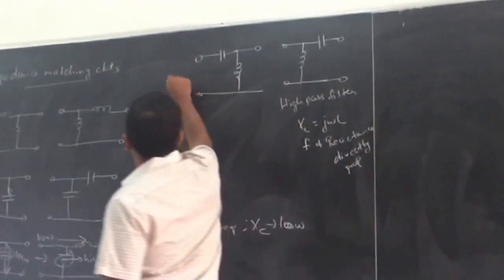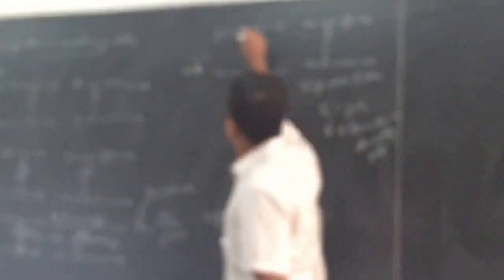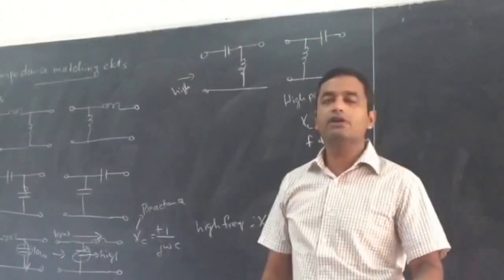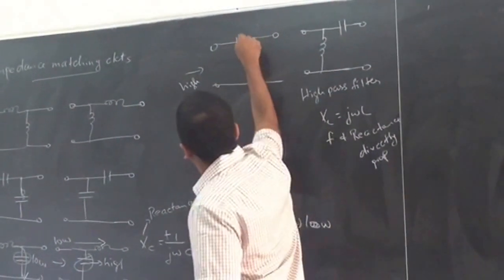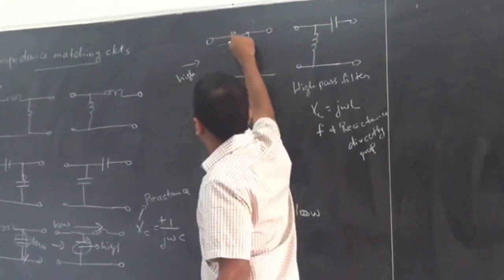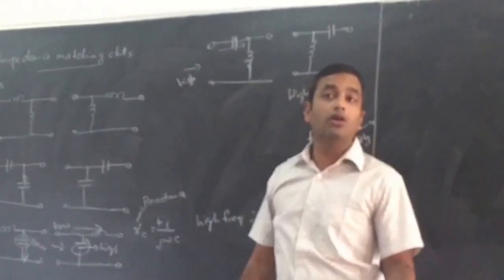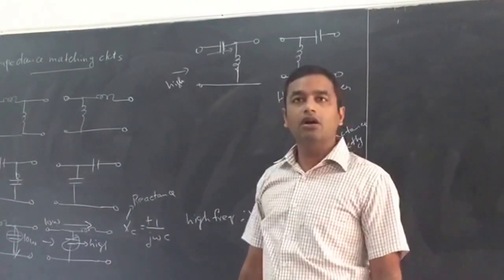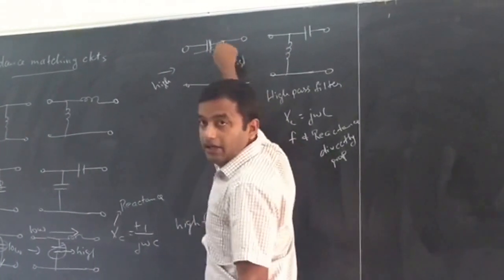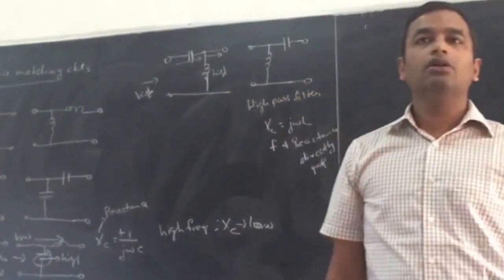If I give a high frequency signal here, what will be the reactance of this capacitance, low or high? Low. So the signal will pass through it. Now it is coming here. What is the reactance of this fellow, high or low? High. Can it come through this fellow? No, so it will go like this.